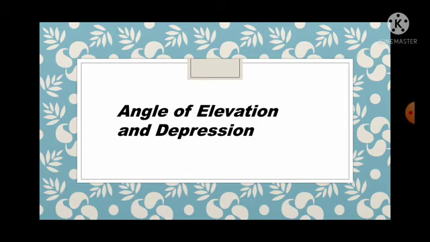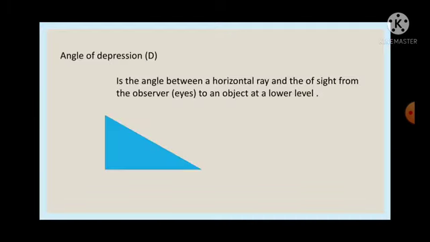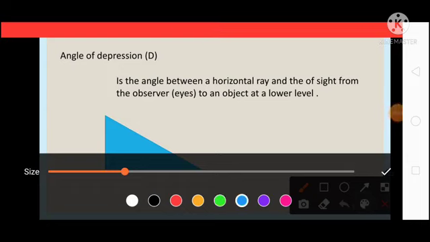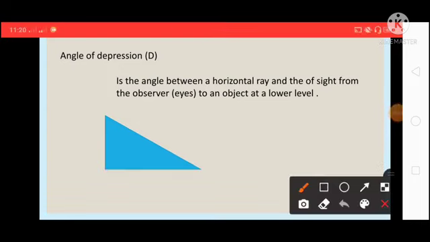Today's discussion is all about the angle of elevation and angle of depression. Angle of depression is the angle between a horizontal ray and the line of sight from the observer's eye to an object at a lower level. So, for example, if this will be the observer's eye, then this will be the angle of depression, or angle theta.